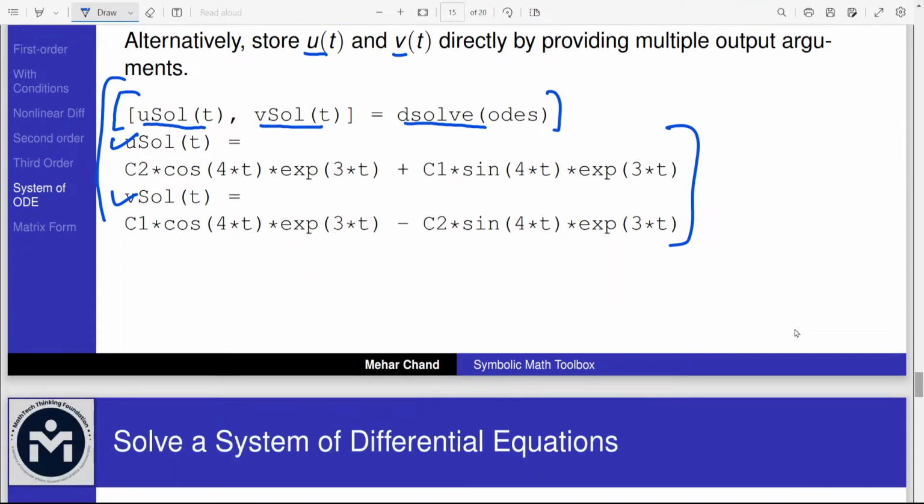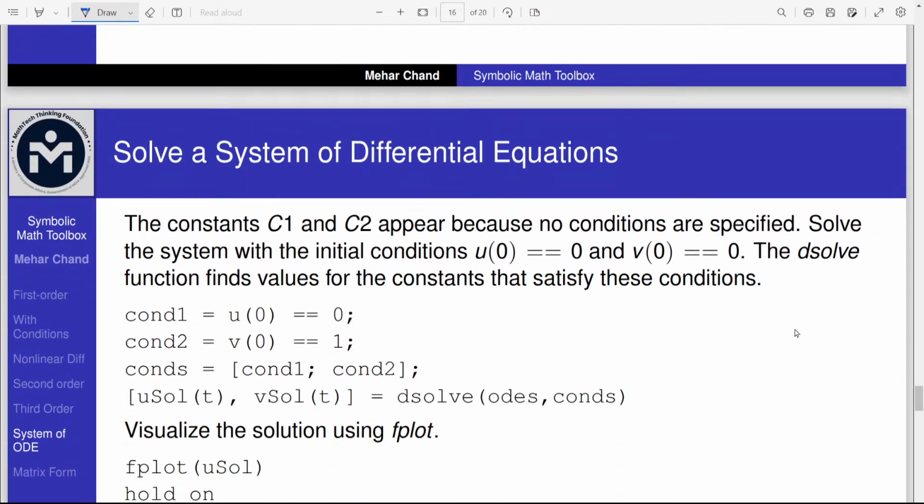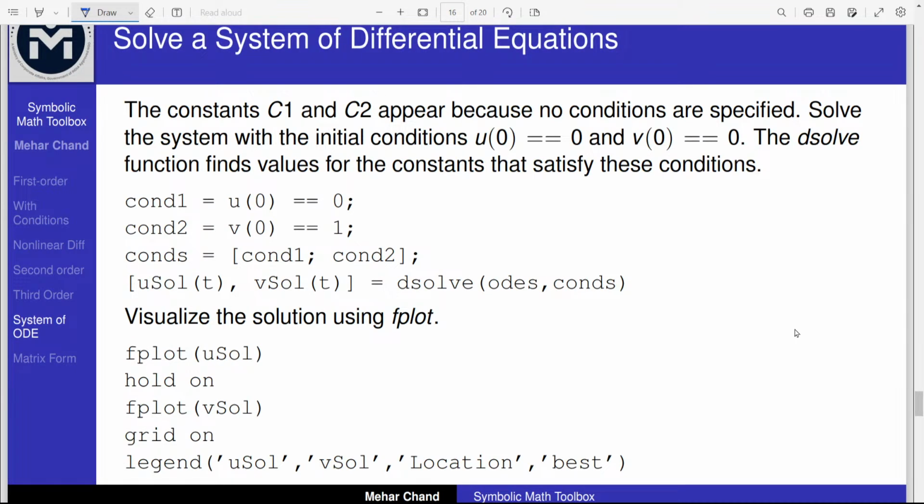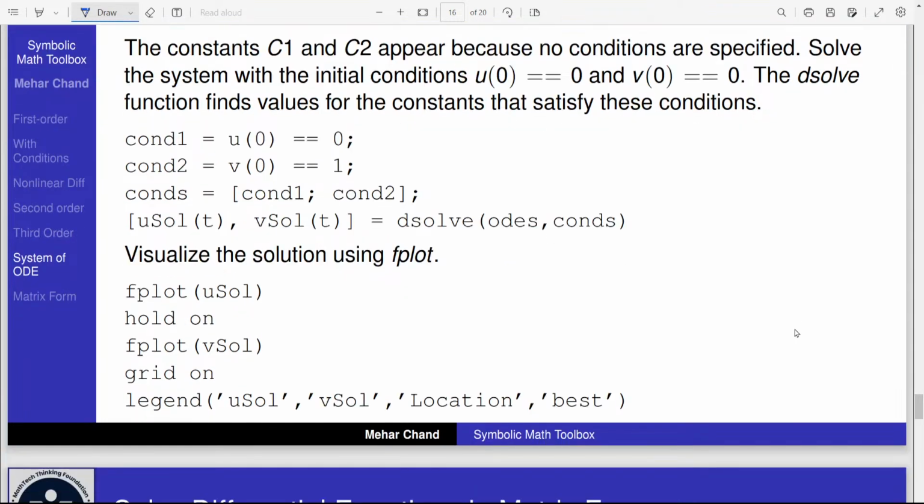So now we can also plot the same. If you need to plot, these statements we use for the solution, and these are the conditions. If you want to visualize the solution, you can do. We can plot these solutions of this system of equations.